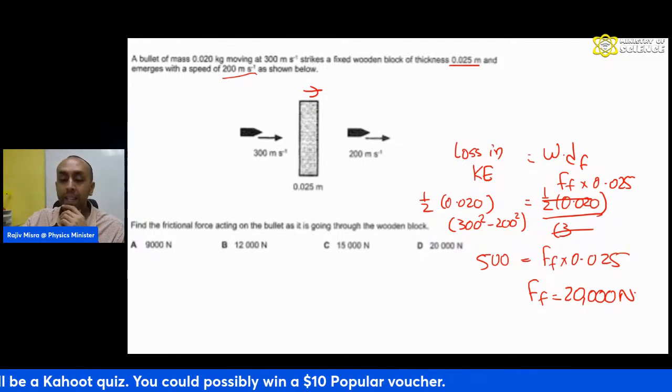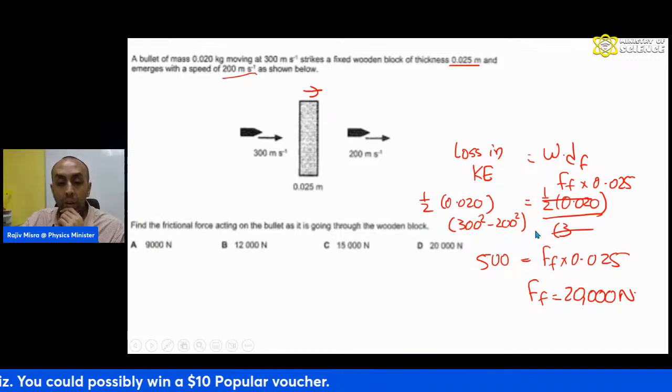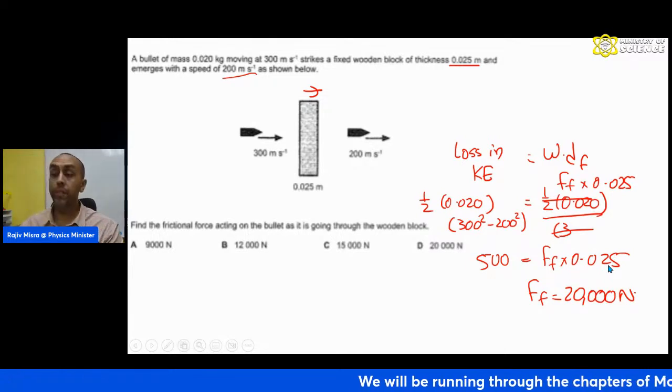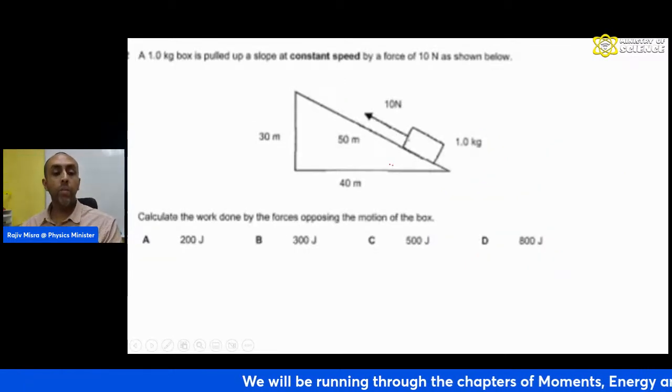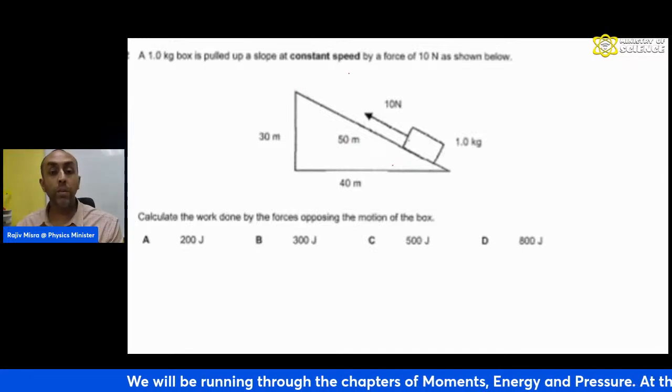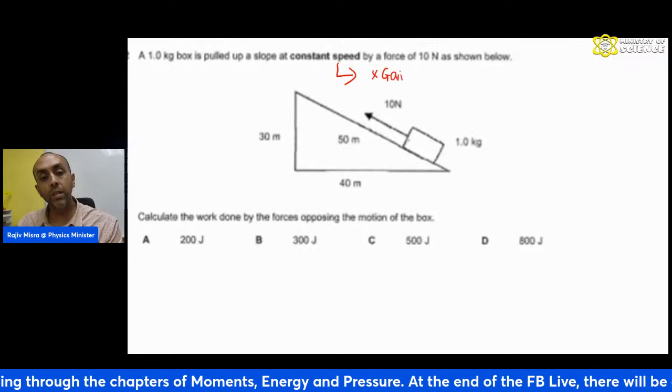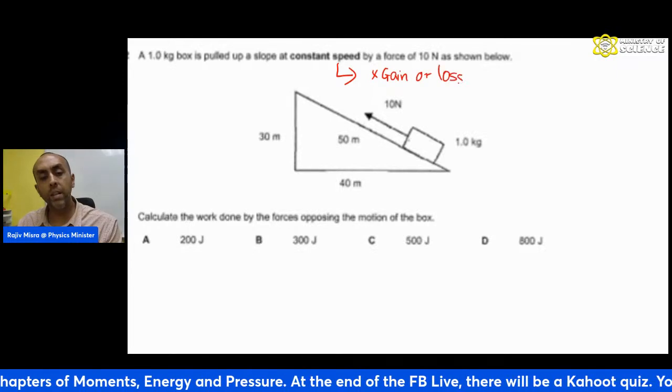As what I was explaining, for here, your loss in kinetic is 500, force of friction times distance, and you want to calculate the force of friction. Now here, a 1 kg box is pulled up the slope at a constant speed. Now whenever you see this, there is no gain or loss, no gain or loss in kinetic.